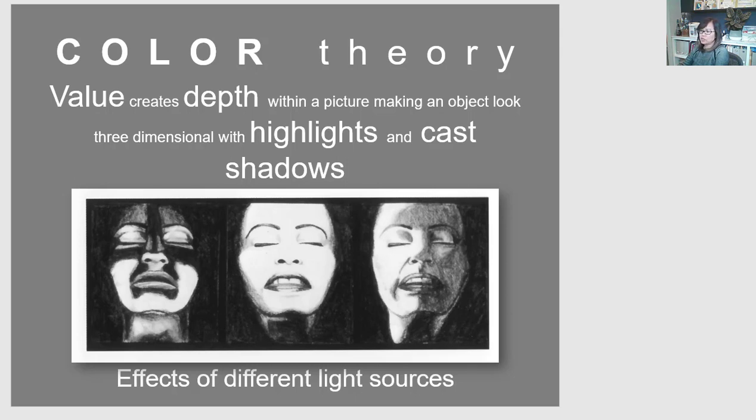Each different light source affects your composition. Okay, so here we're adding lots of dark value. So the mood is different in this picture versus these two. This is more lighter value in the center and darker on the outskirts. And then here we have a mixture. So you can see it creates different effects on your composition.